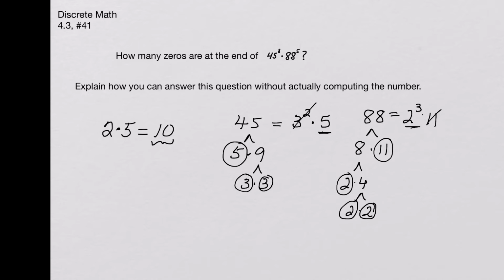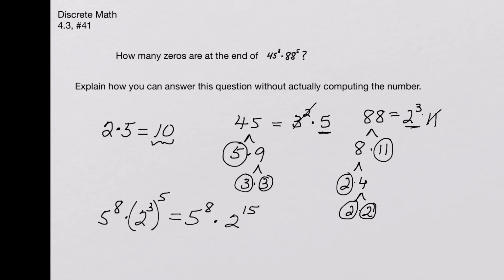Well, we've got 45 to the 8th power. So that means that I have 5 to the 8th power plus a bunch of 3's that, again, I don't care about. They're not affecting my answer. Then I have 2 to the 3rd power, but that's raised to the 5th power because that came from the 88. So this is 5 to the 8th power times 2 to the 15th power.